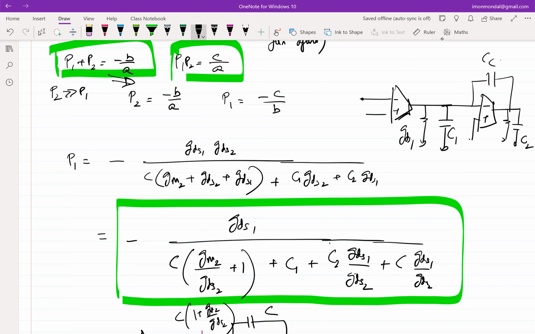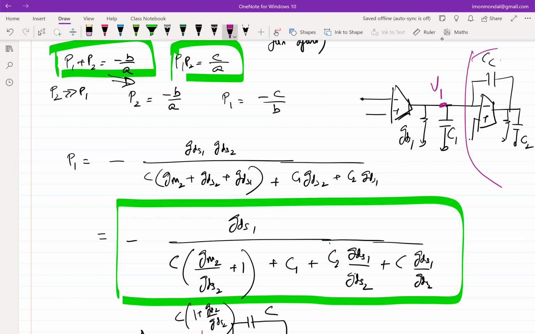So let's try to figure out the poles associated with this node, V1. The issue with putting this capacitance CC is that, with respect to the previous structure, the two sides of the structure are not decoupled anymore. This part is loading the previous part.